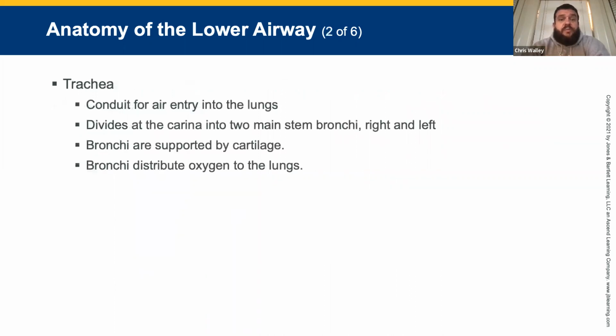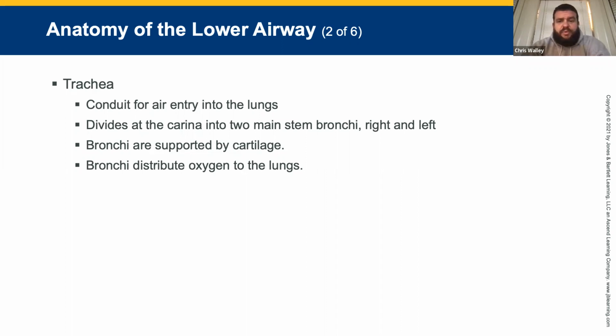So we're going to start breaking it down a little bit further. Elements of the lower airway: it's the trachea. Let's talk about the trachea the most. That is a conduit for air entry into the lungs. It begins directly below the cricoid cartilage, and it descends anteriorly down the middle of the neck into the thoracic cavity. In the thoracic cavity, the trachea divides at the carina into main stem bronchi, right and left, which is what we've talked about, going to the right lung and the left lung.